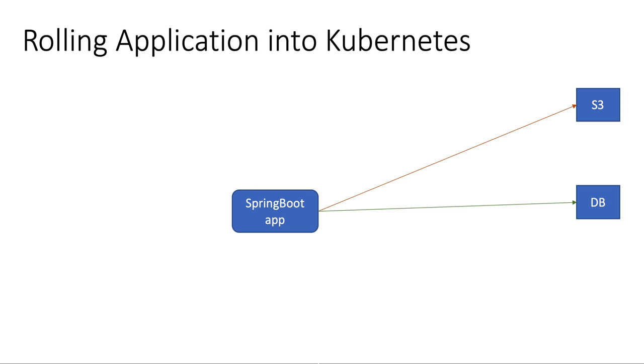Hello, in this video clip I have tried to show how we can roll an application into Kubernetes. So for this example I have a Spring Boot application which is accessing AWS S3 and also some database. It could be a Mongo database or an Oracle or an RDS database. And just for an example I'm using this setup.